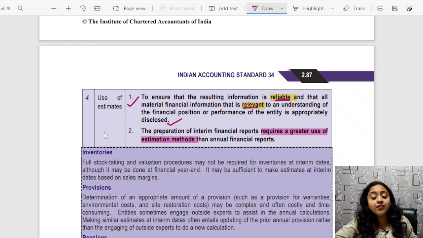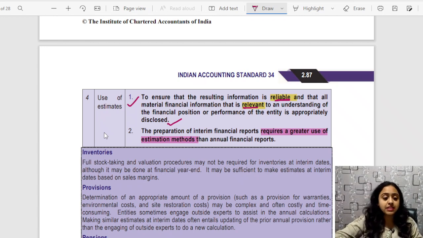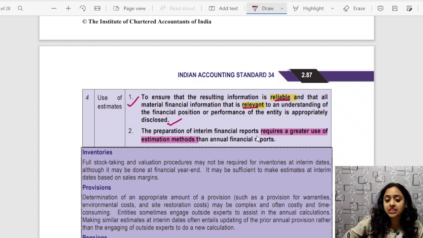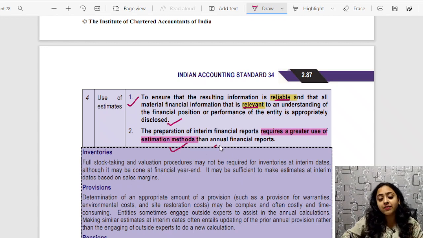Then only you can make use of estimates. Okay. If they provide a better picture, they are more reliable, they can be reliably calculated and are relevant for the decision making of the user. If yes, then only you will be using the estimates. The preparation of interim financial reports requires greater use of estimations in comparison to the annual reports. In annual reports, you have a clearer picture in comparison to the interim reports.